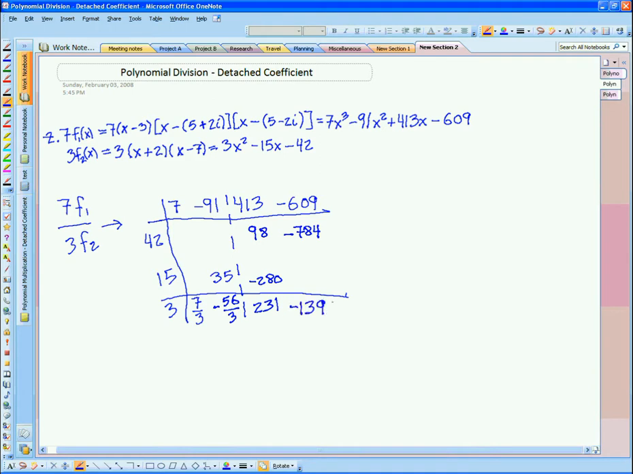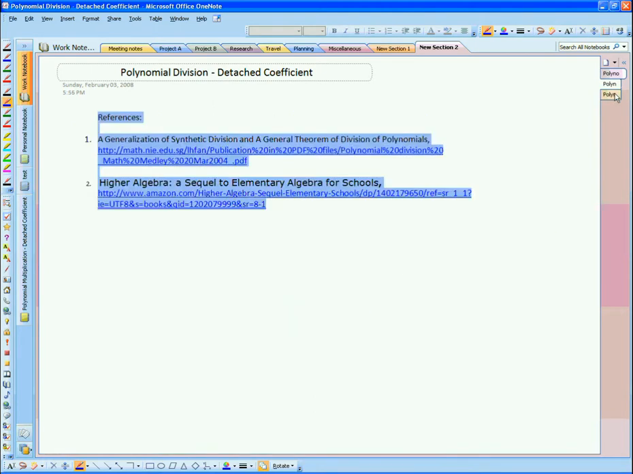Okay. Now, I don't think I have time to multiply it out again to demonstrate to you that that is in fact correct. You can do that yourself, I imagine. Let me give you the resources for this. If you are interested in it, I think it is at least as efficient as the traditional subtractive algorithm for polynomial division. You can look these up yourself.